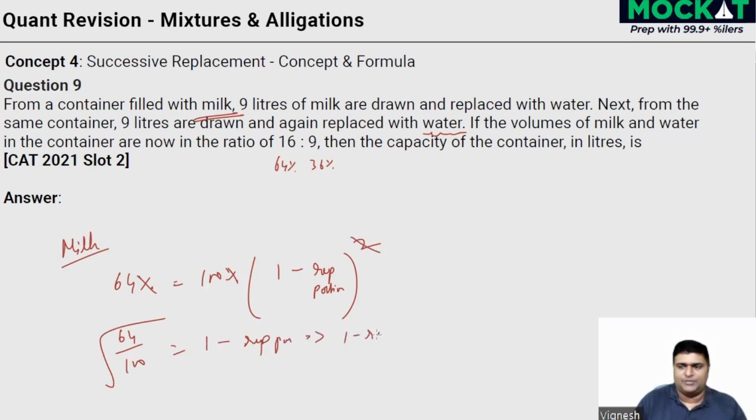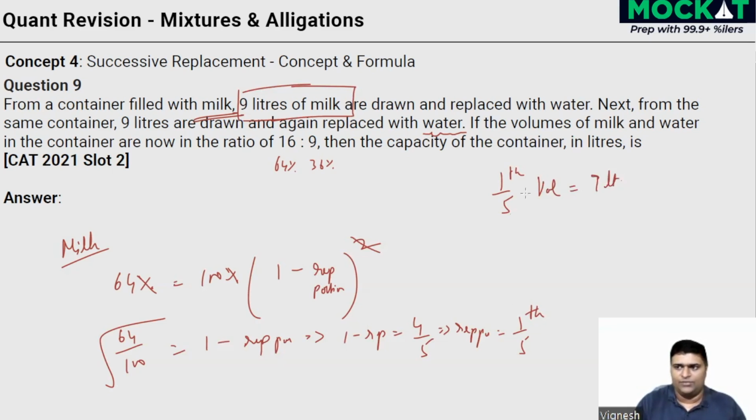So 1 minus the replacement portion, RP I'll call it. The square root of 64 by 100 is nothing but 8 by 10, which is 4 by 5. So the replacement portion is 1 minus 4 by 5, which is 1/5, 1/5 of the total container. But what is given to me is the quantity which was removed: 9 liters of milk are drawn. So 1/5 of the volume of the container equals 9 liters. If 1/5 of the volume is 9 liters, the volume of the container is 5 into 9, 45 liters, and 45 becomes the answer here.